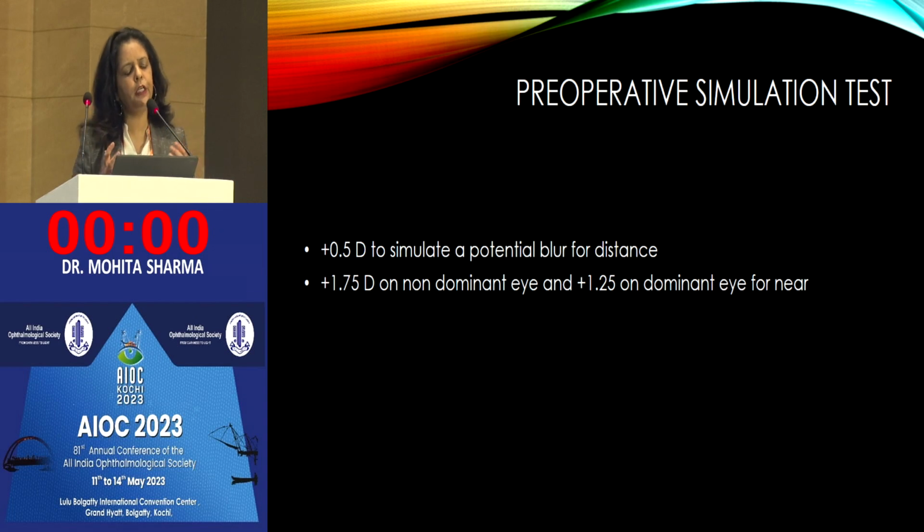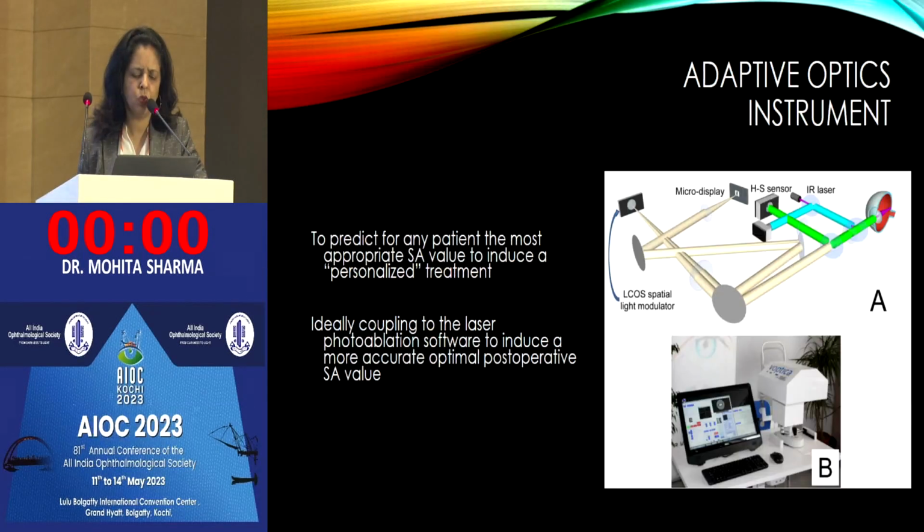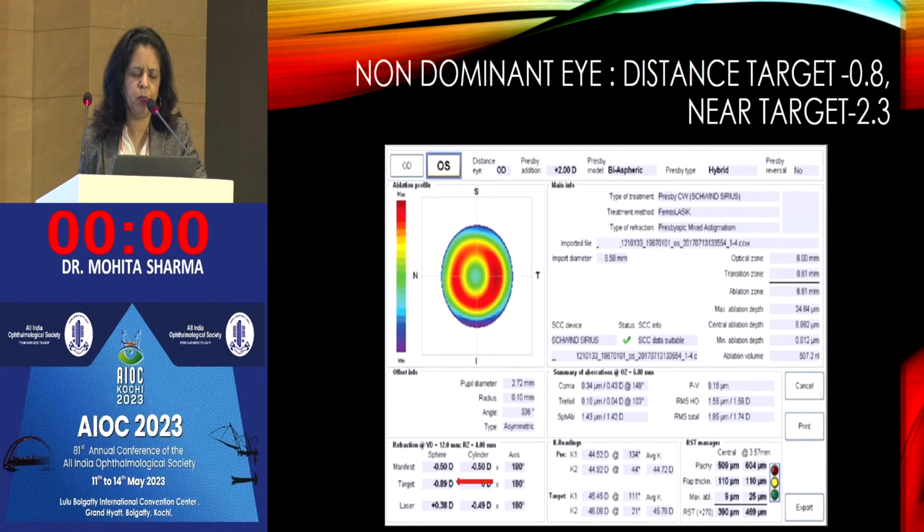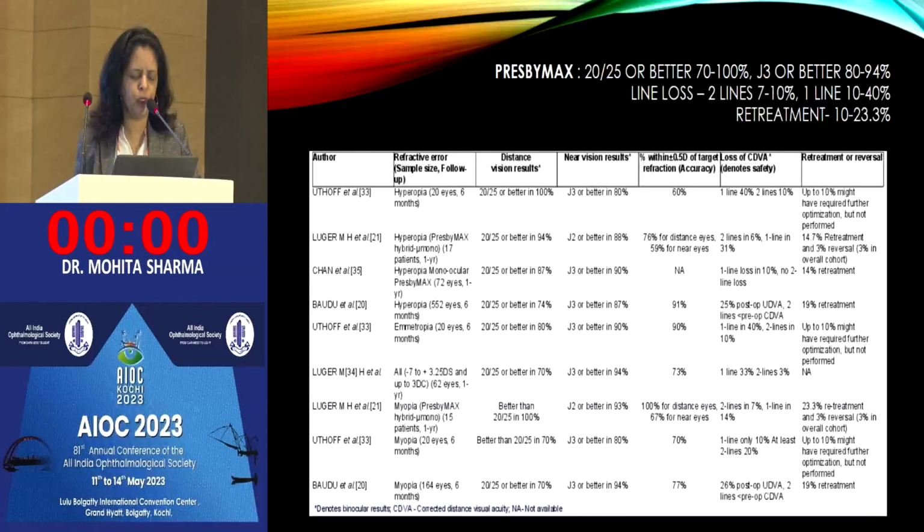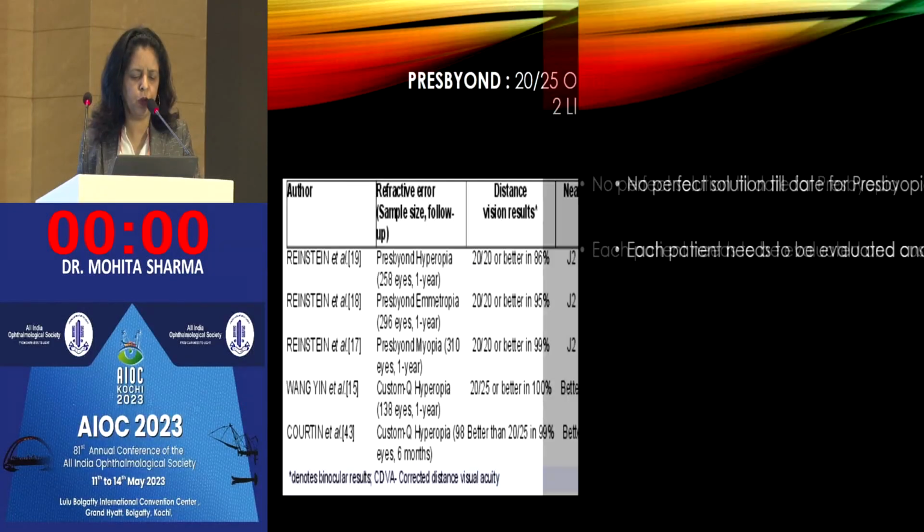So basically, the treatment is decided by doing a preoperative simulation test, in which we put the lenses in front of the eye, and we show the patient what would be the actual effect after the procedure. Based on that, we decide which treatment would be better, whether a unilateral or a bilateral treatment, so that line loss is minimal, and along with that, we get a good vision for both distance as well as near. So we'll skip this, but basically these were the principles of Presby LASIK, and these slides are talking about the same thing.